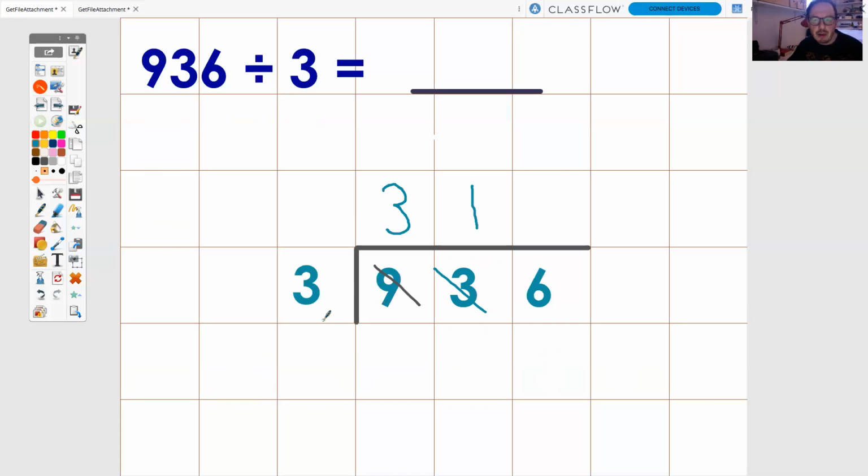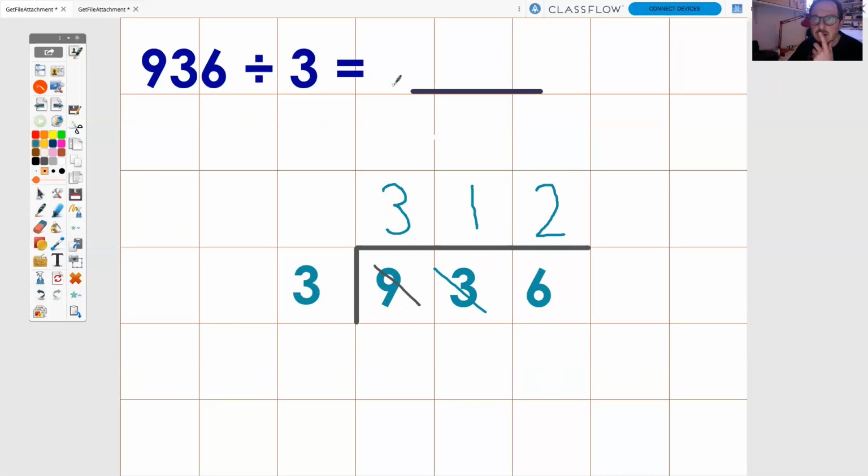How many times does 3 go into 6? You probably know this already. 1 times 3 is 3. 2 times 3 is 6. All right. 2 lots of 3 is 6. So I write my 2 there. And my answer is 312.